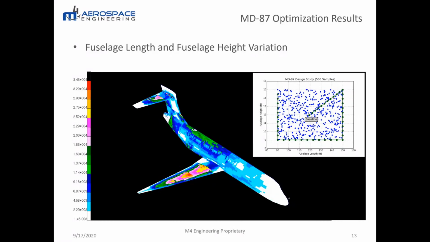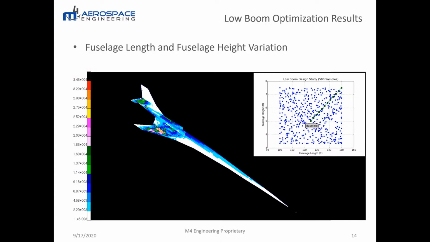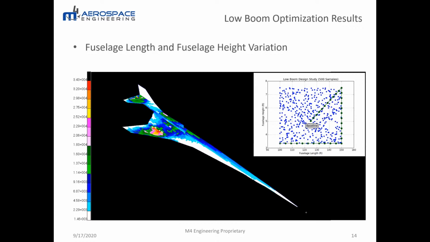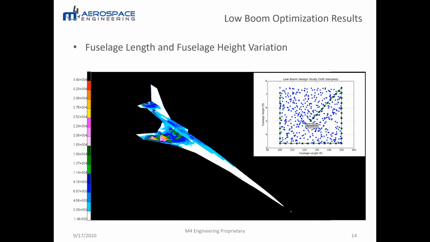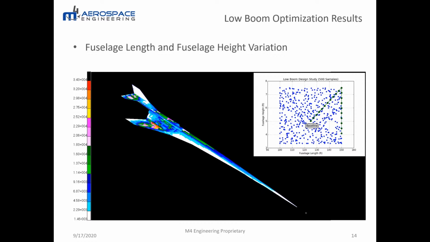Our next application is a low boom vehicle that we looked at, and similarly this is another one where we did a walk around the envelope of fuselage height versus fuselage length, and again each one of these is a fully sized optimization result from Nastran.